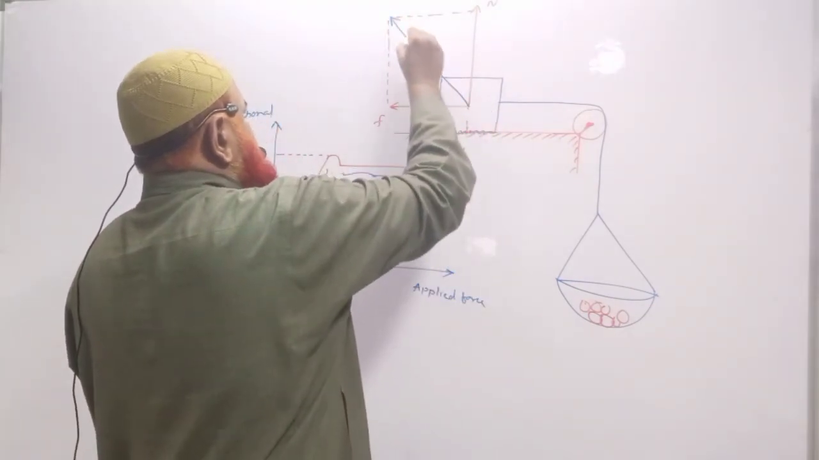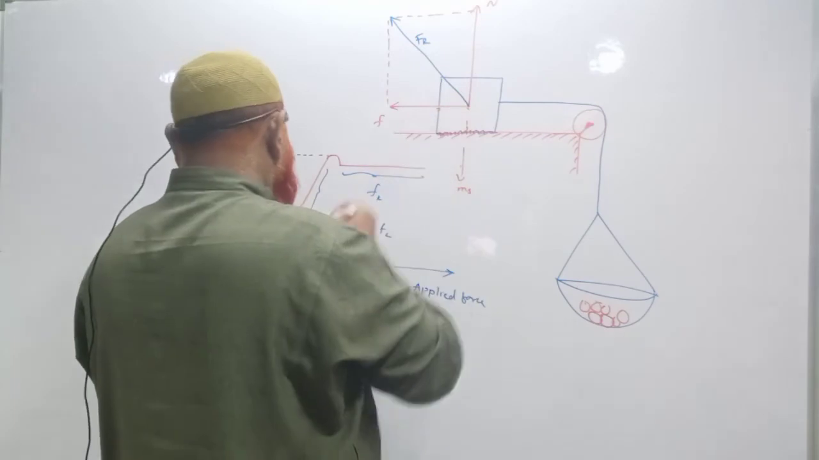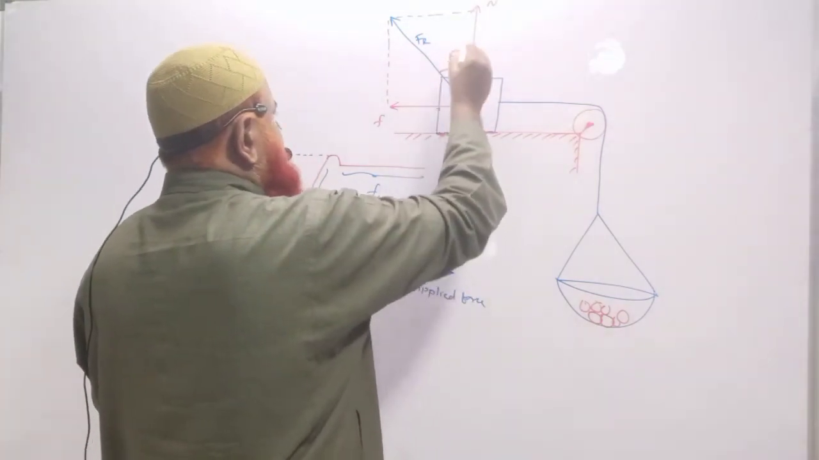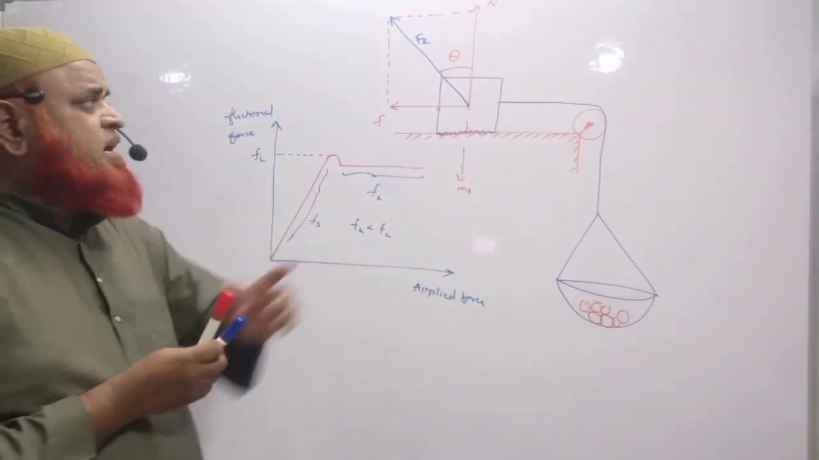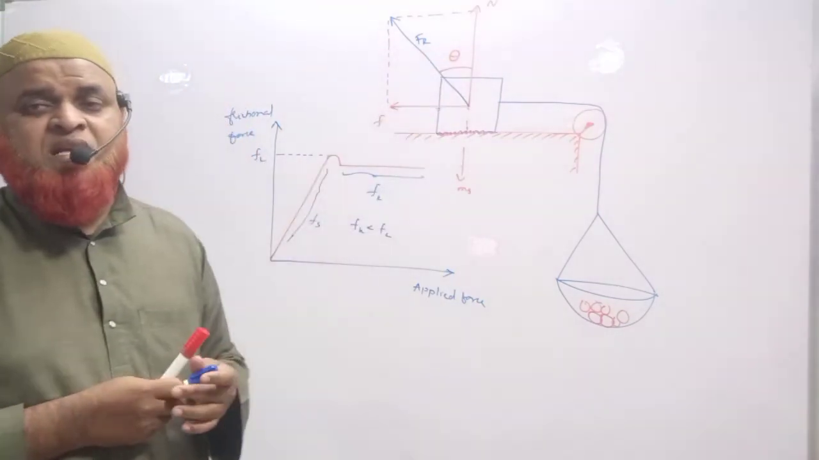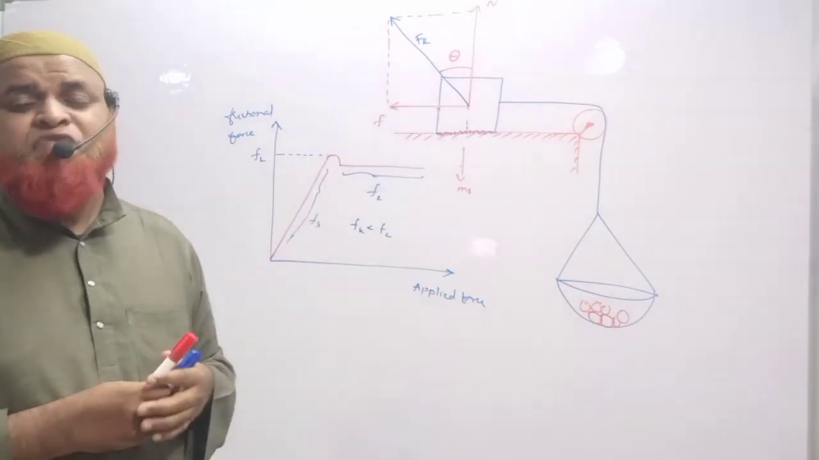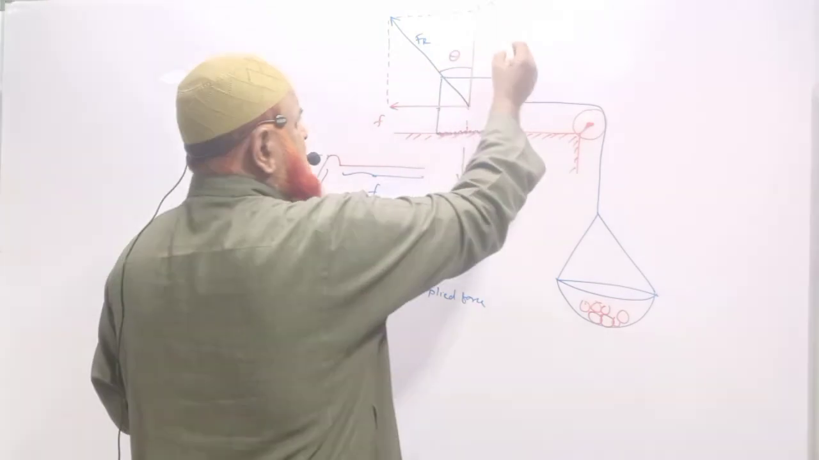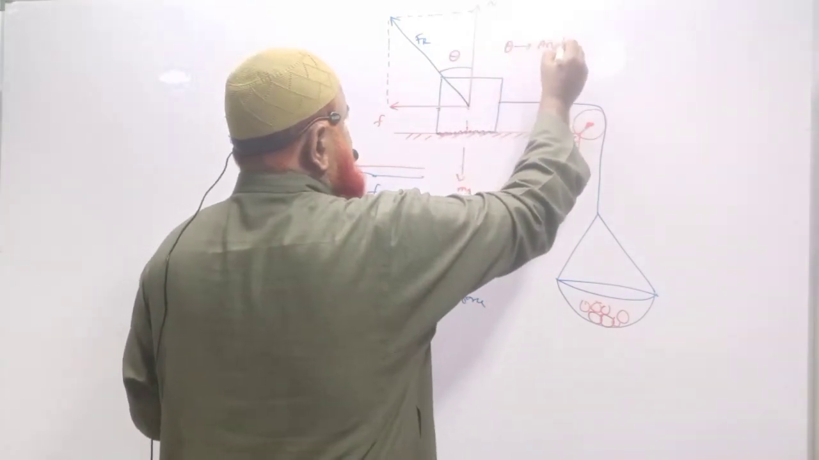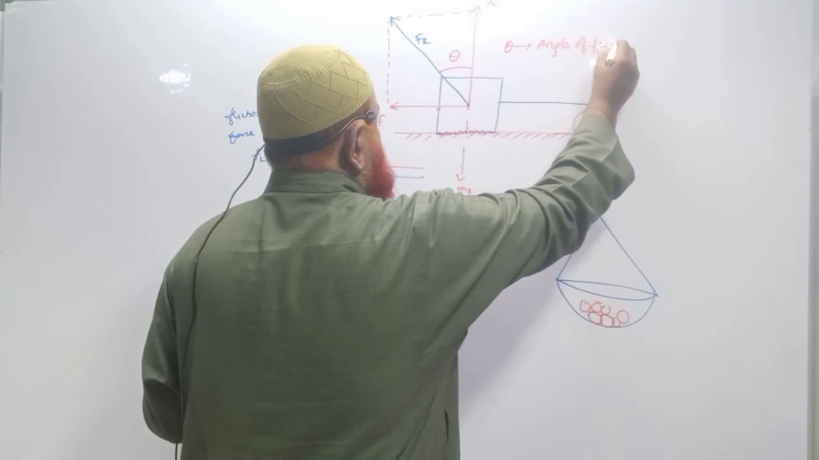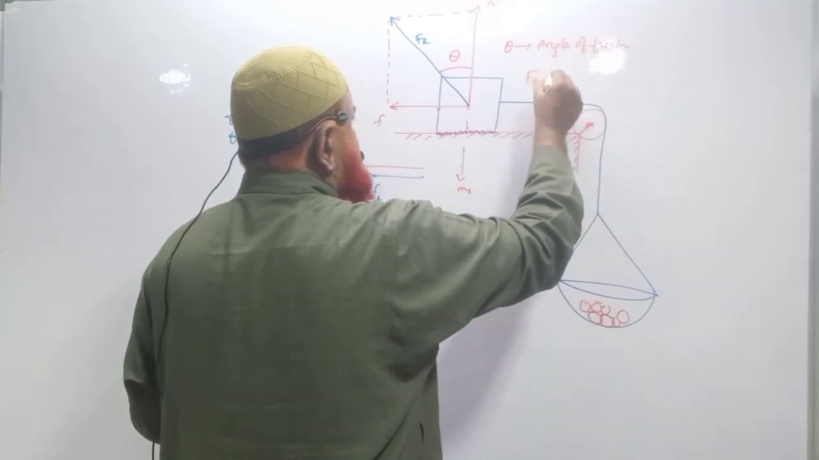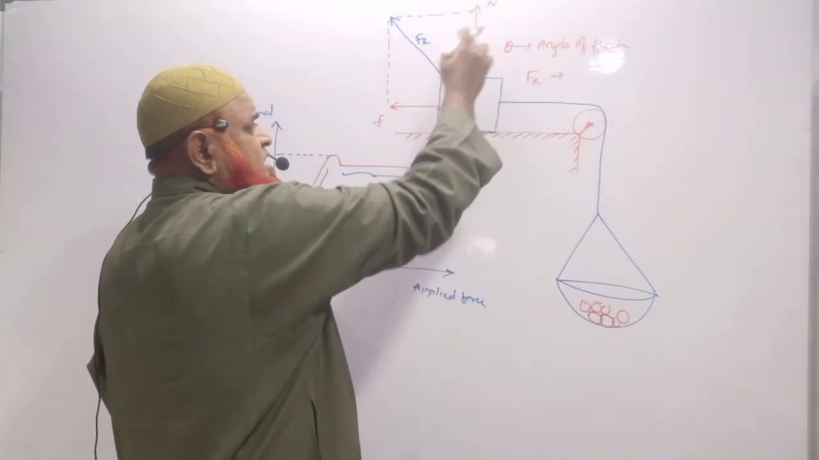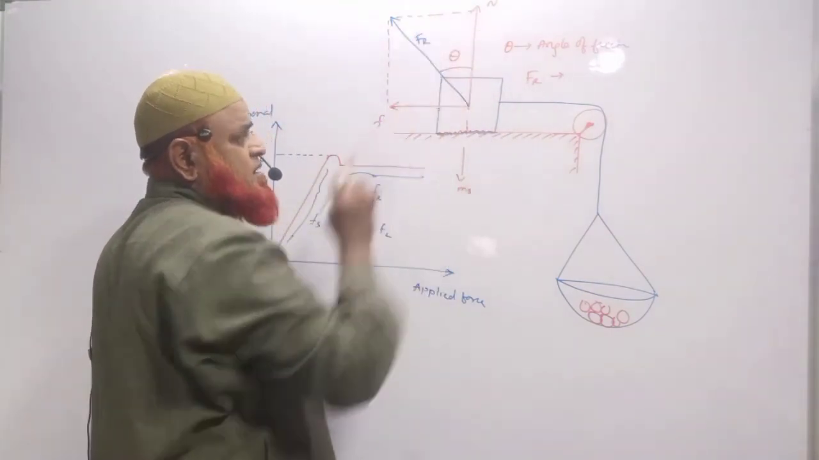Then what is going to happen here? This is going to be the resultant force. What is the angle made by the resultant force with the normal? That angle is called the angle of friction. Here theta is called the angle of friction. And this is called the resultant of normal and friction force. The resultant of these two is called Fr.